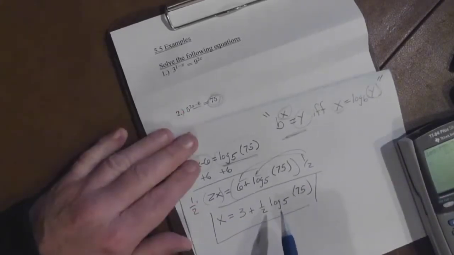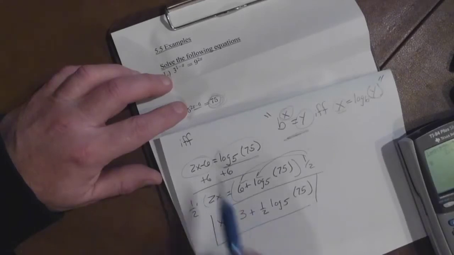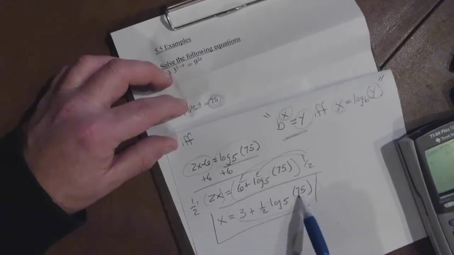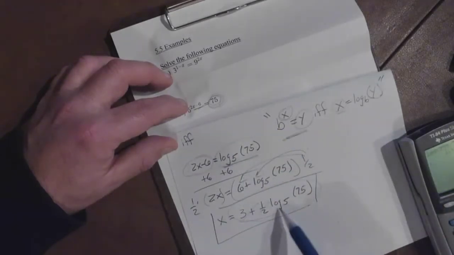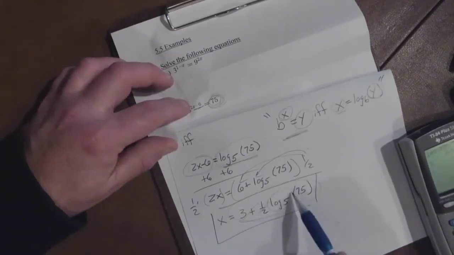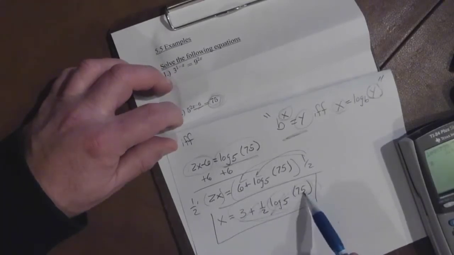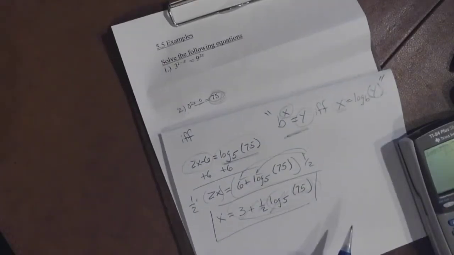If you were to plug this back into your equation here, and simplify that statement, you would see that the 2 times this entire quantity would make this 6 plus, and the 1/2 would cancel here, log base 5 of 75. When you subtract 6 from that, the 6 will go away. You'll be left with just the log base 5 of 75. And what is 5 raised to this power? Well, the power and the log cancel with each other, leaving behind just the 75. And 75 would equal 75. It does check, folks. All right?